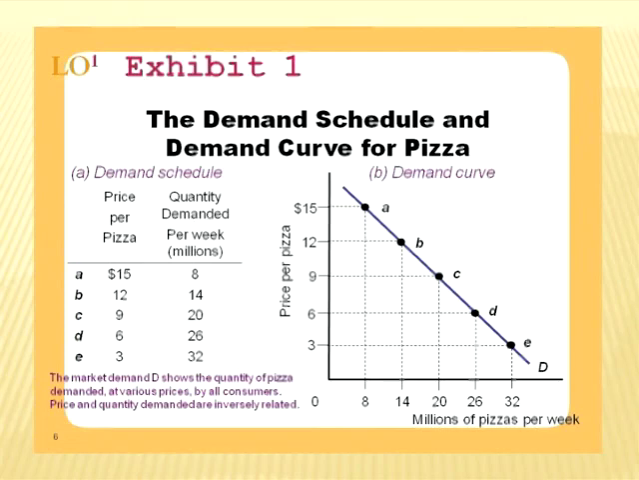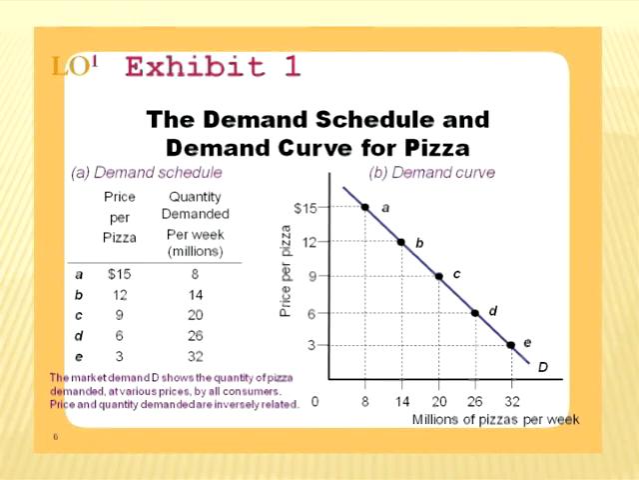So we see at point A, at a price of $15, our consumers would want to buy 8 million pizzas a week. At a price of $12, they'd want to buy 14 million. Price of $9, they'd want to buy 20 million. Price of $6, 26 million. And a price of $3, they'd want to buy 32 million. So you can see that as the price goes down, the quantity demanded goes up.